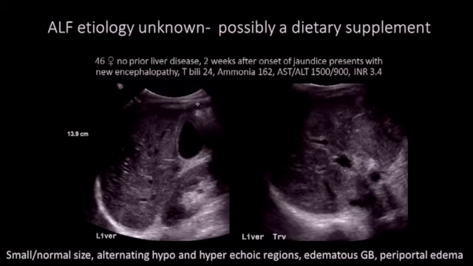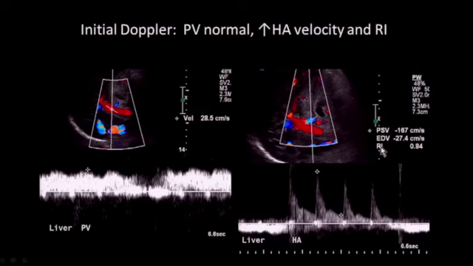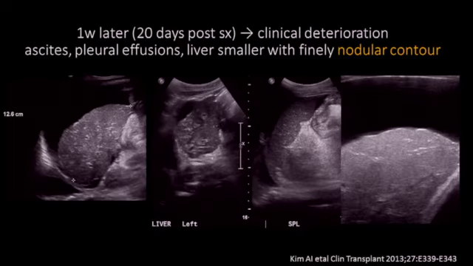This patient had an unknown dietary supplement which was thought to have caused her liver failure. She had no prior liver disease and came in quite sick with new encephalopathy. If you look at the liver, it was small, normalish in size, with clearly heterogeneous areas of hypoechoic and hyperechoic liver. Over on this image, you can see even more large geographic hypoechoic and hyperechoic areas. Her initial Doppler was fairly normal. The hepatic arterial velocities may be a little bit higher than usual, but good portal flow. She was admitted to the ICU and monitored and treated.